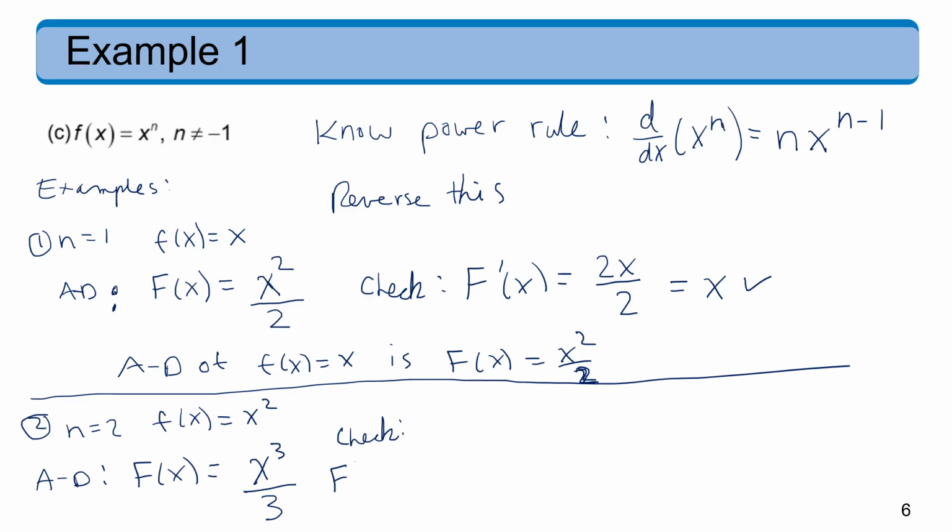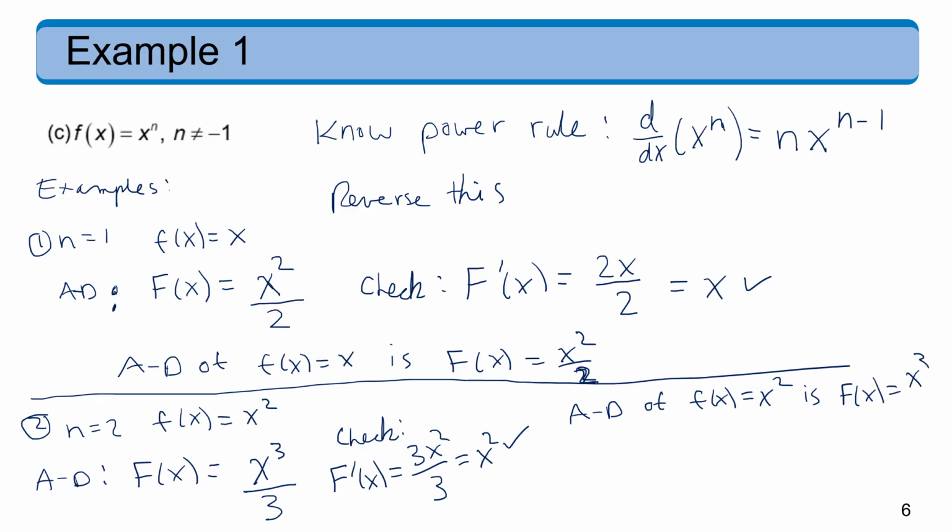Let's find capital F prime. So we keep the division by 3, right? That's like multiplying by 1/3. We keep that constant. And then in the numerator, we take the derivative of x cubed, which is 3x squared. The 3's cancel. We get x squared, which is what we started with. That's correct. So we just found an antiderivative of f of x equals x squared, which is capital F of x equals x cubed over 3. And of course, we could put plus c, but the main thing is now just to find an antiderivative.